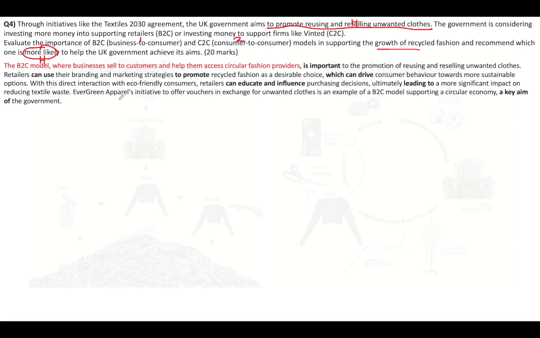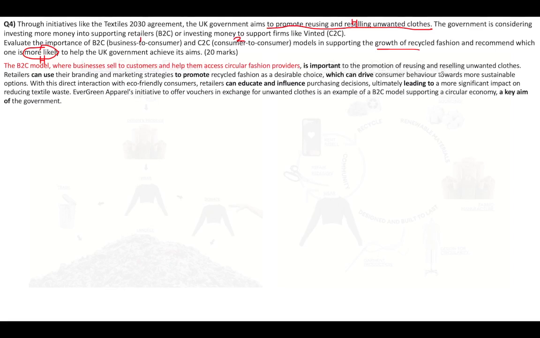So the B2C model, where businesses sell to customers and help them access circular fashion providers, is important to the promotion of reusing and reselling unwanted clothes. So straight into the hook. Retailers can use their brand and marketing strategies to promote recycled fashion as a desired choice, which can drive consumer behaviour.